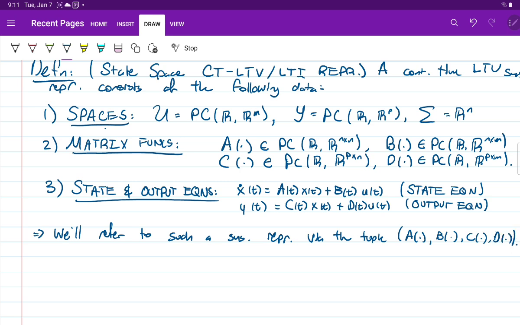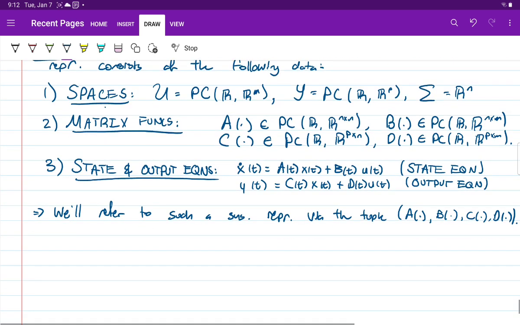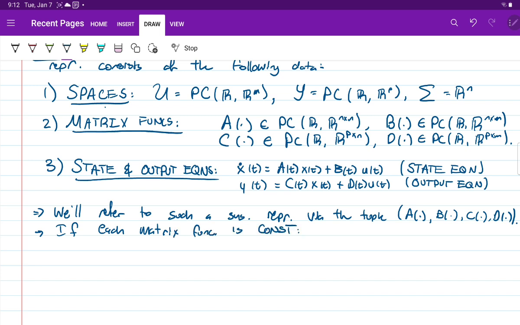Okay? So we'll refer to a continuous time LTV state space representation just via this collection of 4 matrix functions. Okay? So I want to quickly talk about the linear time invariant case. So what we have is if each matrix function is constant, right? So for instance, A equals some constant matrix A in R^(n by n), B equals B, C equals some constant C, and D equals some constant D.